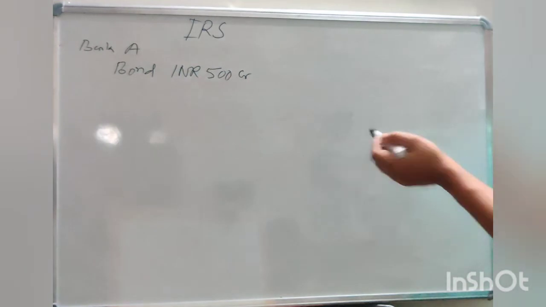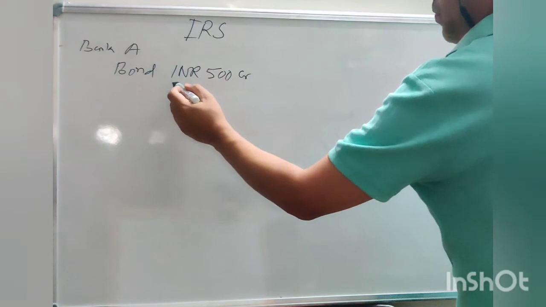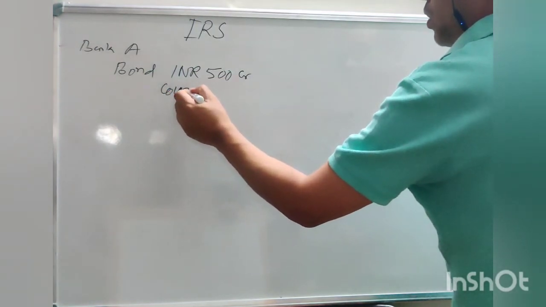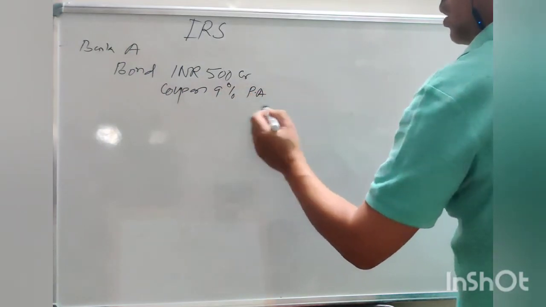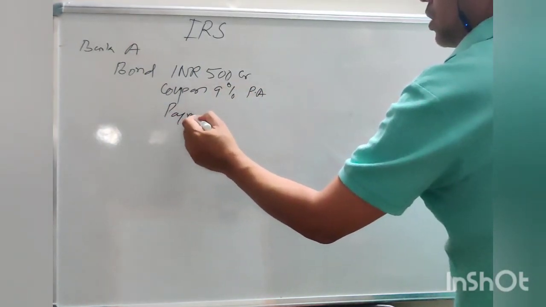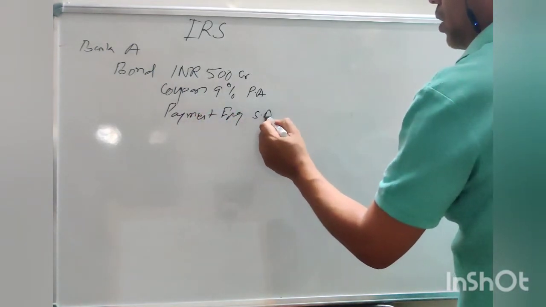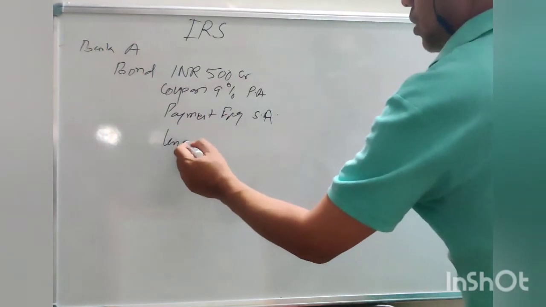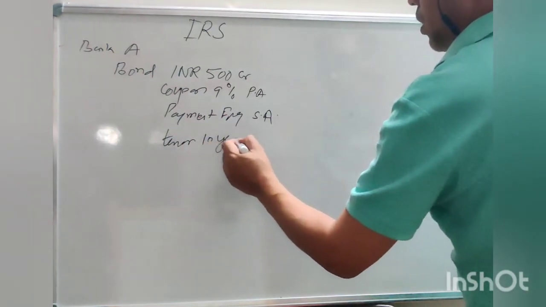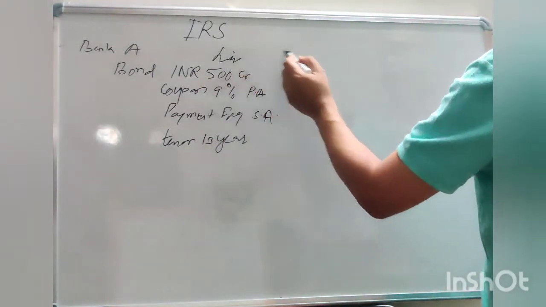and this bond is being priced where they have to pay, let's say, a coupon of 9% per annum, and the payment frequency is semi-annual. In semi-annual they have to pay 9%, and the tenure of this bond is 10 years. This is the liability side of a bank balance sheet.